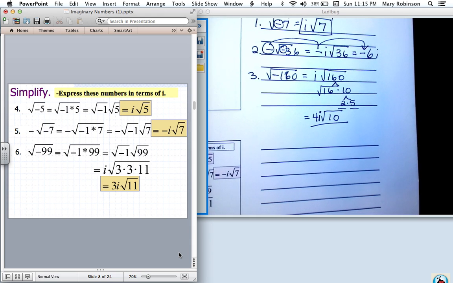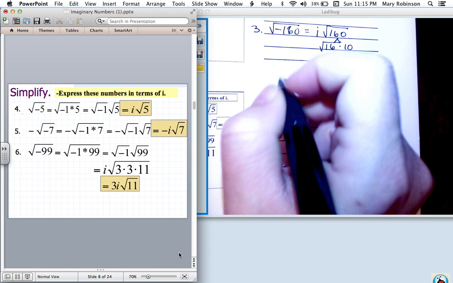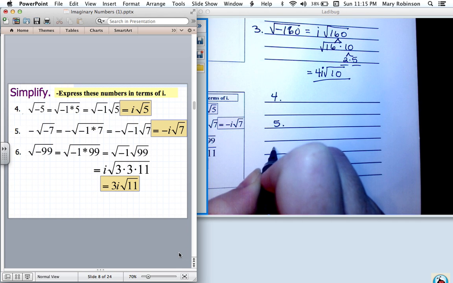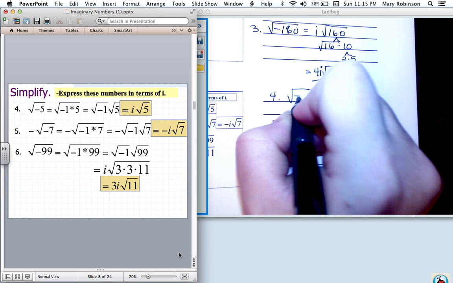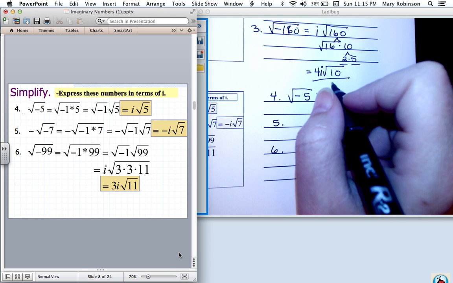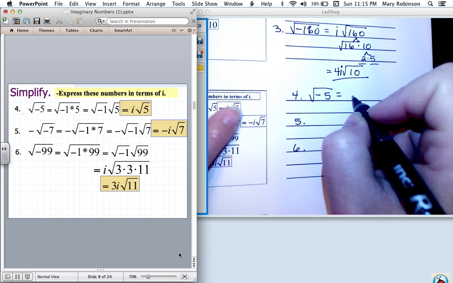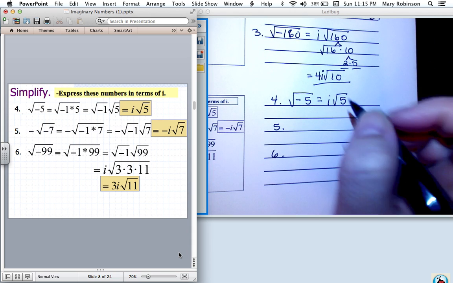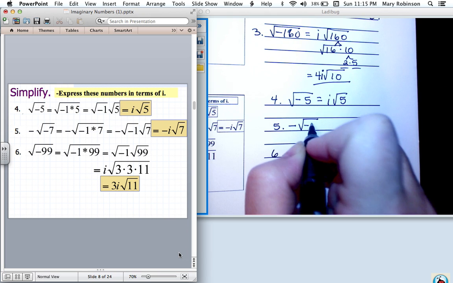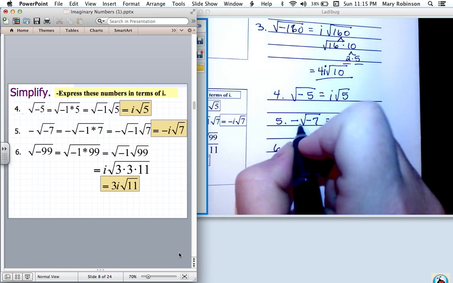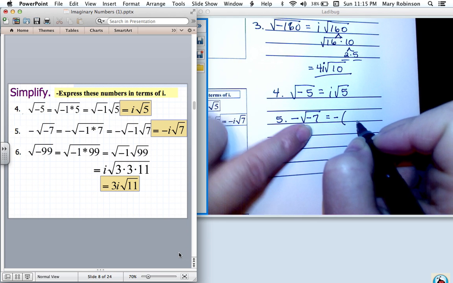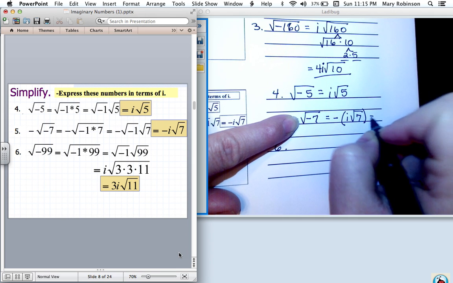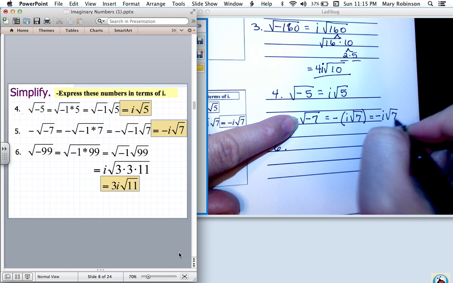Next, we're going to look at simplifying a few more. Again, if you'd like to pause the video and try these on your own, that would be awesome. The first one is the square root of negative 5. So hopefully you recognize, you can see all these steps here in the PowerPoint, but this would simply be i square roots of 5. If you have the opposite of the square root of negative 7, this would be the opposite of this value, i square roots of 7, which would simply be negative i square root of 7.